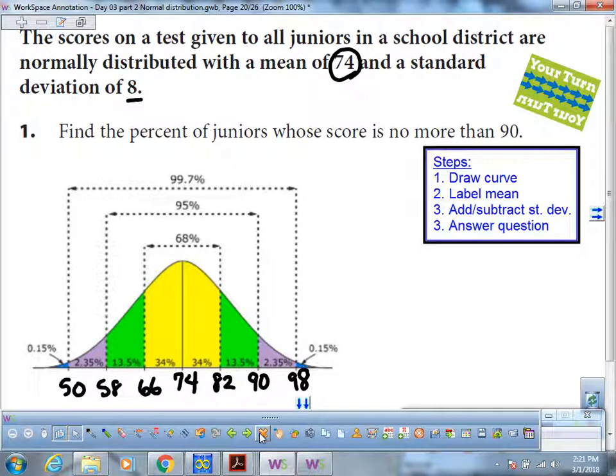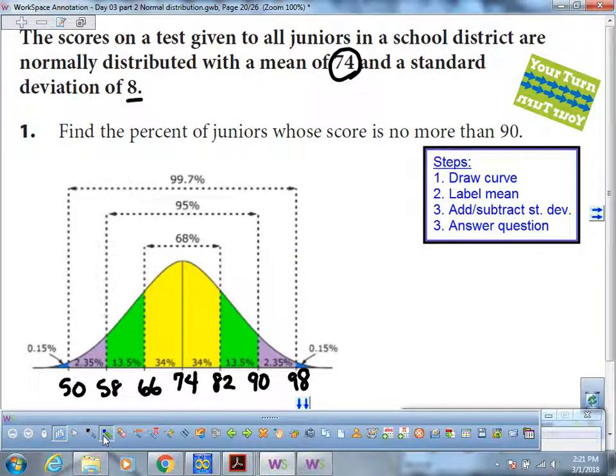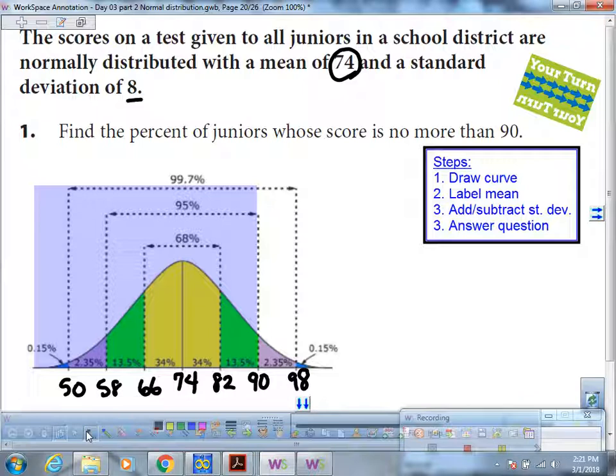The question asks me, find the percent of juniors whose score is no more than 90. So who scored no more than 90? Would that be this side of the graph or this side of the graph? The left side. No more than 90 means I can't go higher than 90 on a score. There are two different ways you can look at that. The whole graph is how much? 100. So you could add all these numbers up if you want. That's too much work, right?